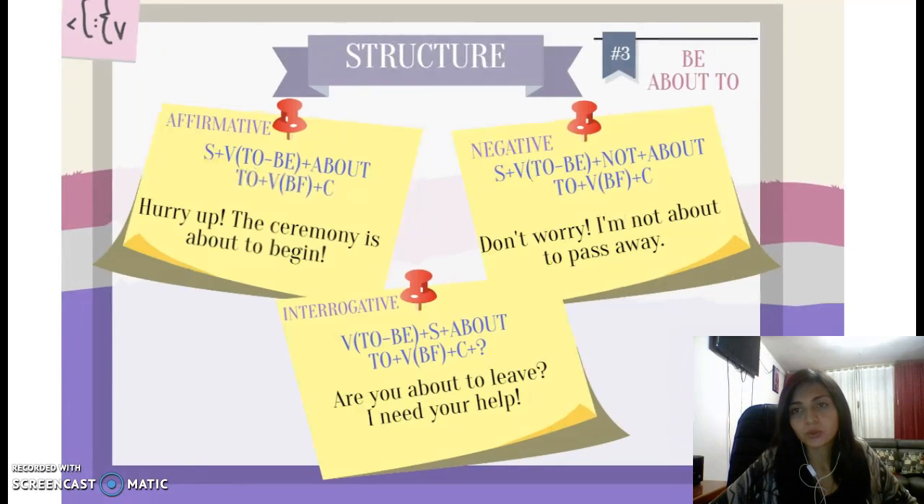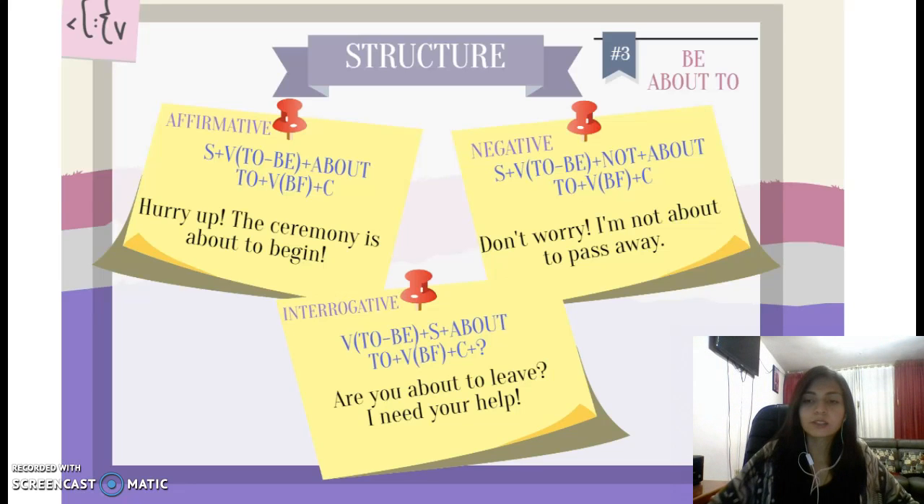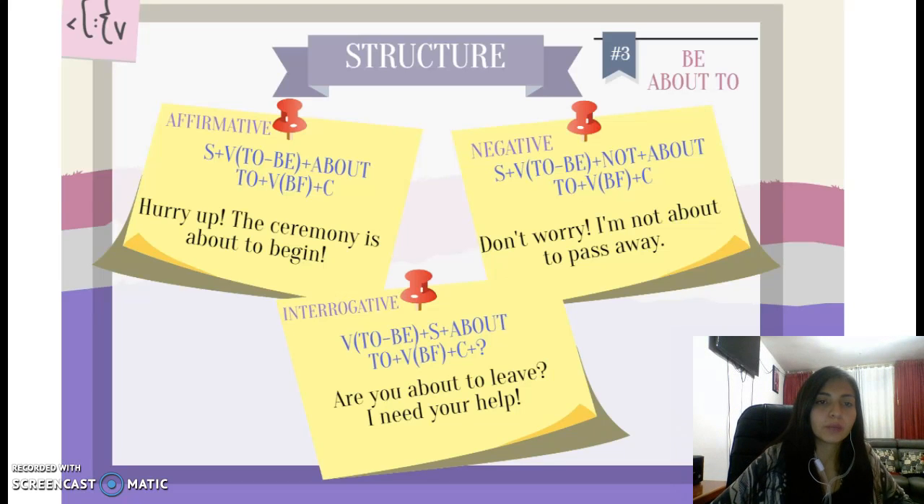We have be about to. So the structure of this future form in the affirmative way is the subject plus the verb to be plus about to plus the verb in base form plus the complement. As the example, hurry up, the ceremony is about to begin.